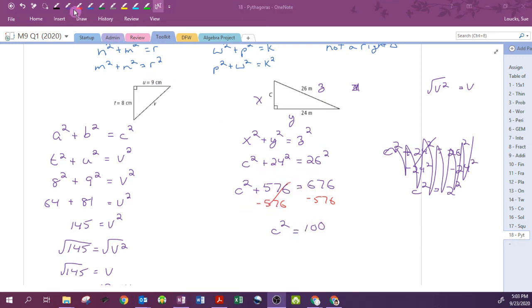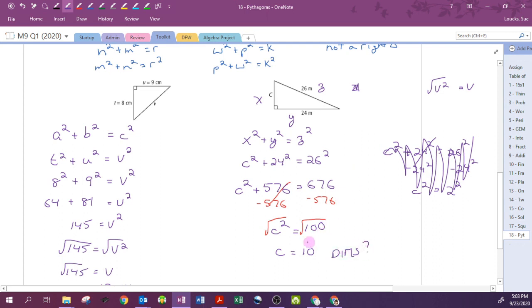And then I need to isolate my c. I have to get rid of the other c, so I'm going to take the square root of both sides. And so the square root of c squared is c, and the square root of 100 is 10. So the answer here is 10. And then I need to check the dimensions. I didn't do that before, but I need to.